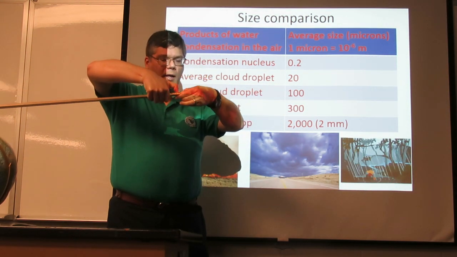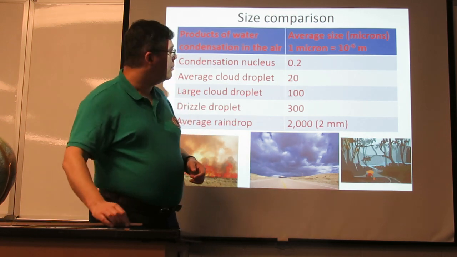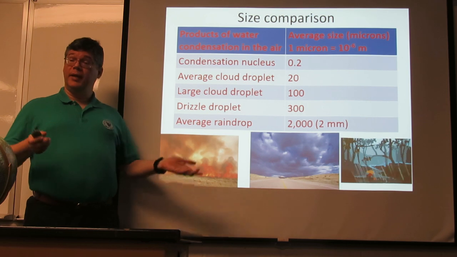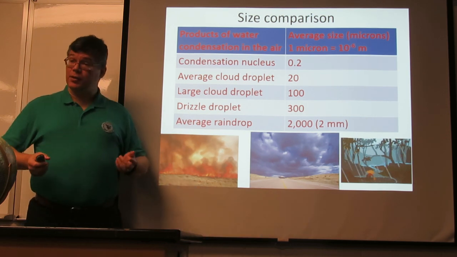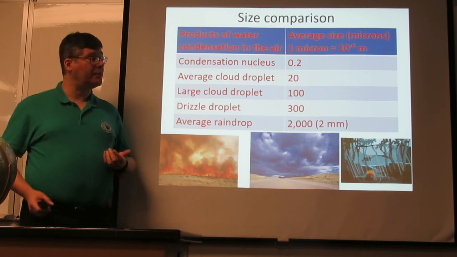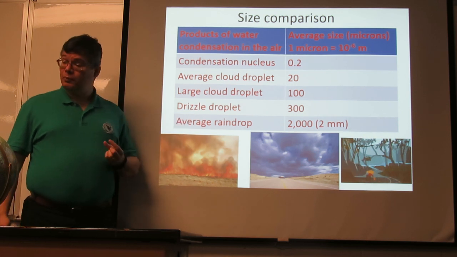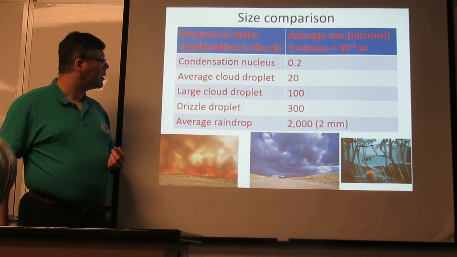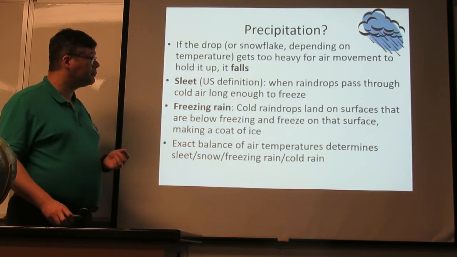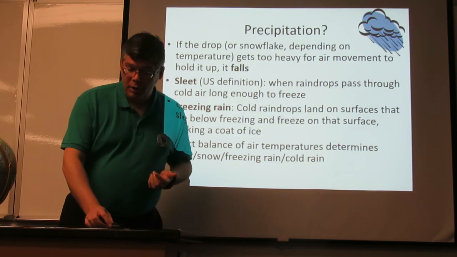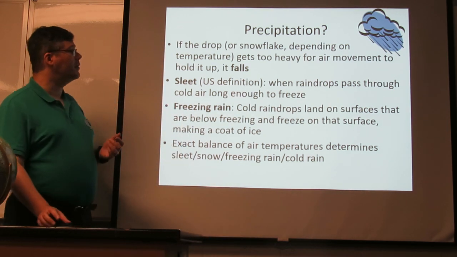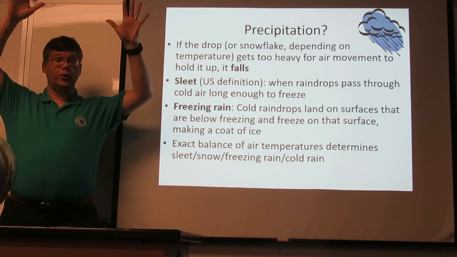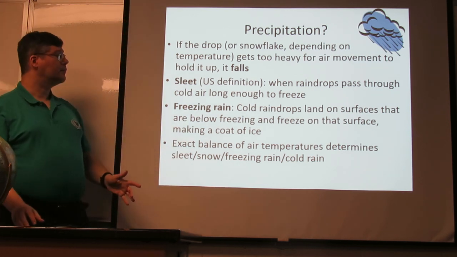That far, okay, you can barely see it, but it is visible. And when it gets that big, unless there's a rather strong updraft of air, by the time it gets that big, it is going to fall down. So if our raindrop or snowflake, depending on the temperature, gets too heavy for the air moving around to hold it up, it'll fall.